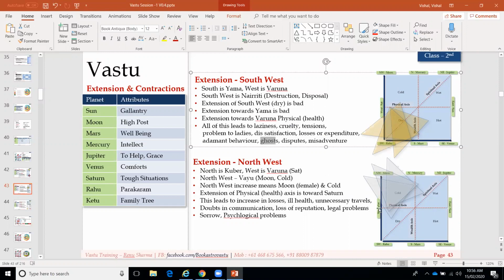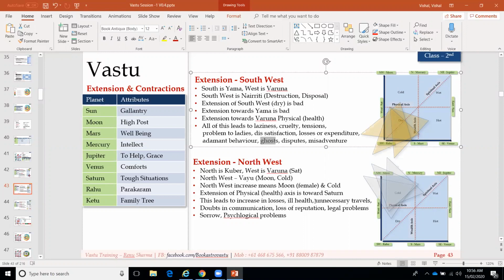So west is Varuna and north is Kuber. Varuna is the Devta of the ocean, and Kuber is the wealth, brother of Lord Ganesha. Northwest increase means moon. So that's the zone of the moon, and the moon is increasing. If your northwest is moon, then you're a highly emotional person because moon is emotions. Moon is also cold, so you will have cold and cough.